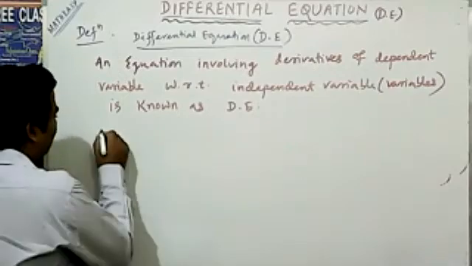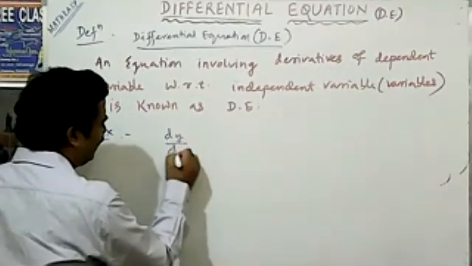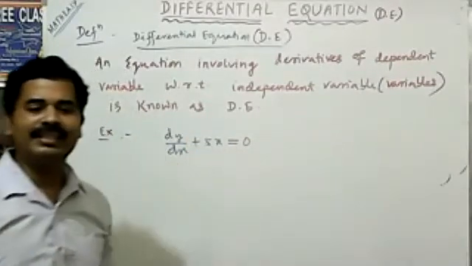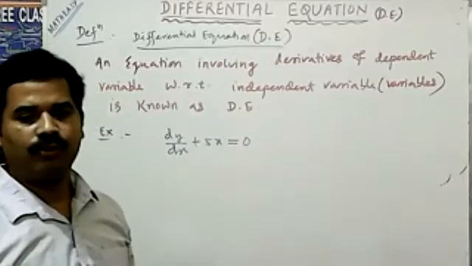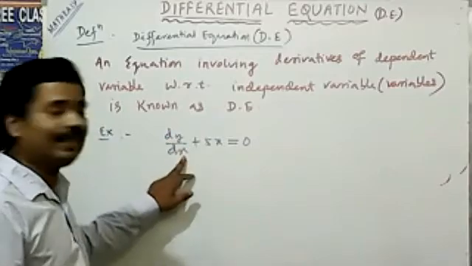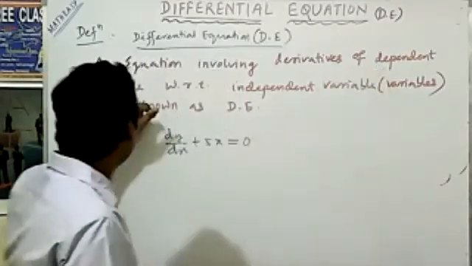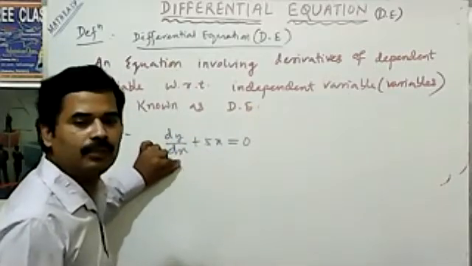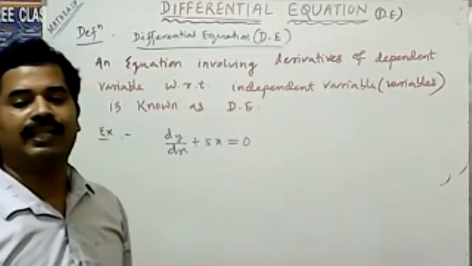You can take this example: dy by dx plus 5y is equal to 0. In this equation the derivative dy by dx is there. So here y is the dependent variable and x is the independent variable. Dependent means y with respect to the independent x. That is called a differential equation.